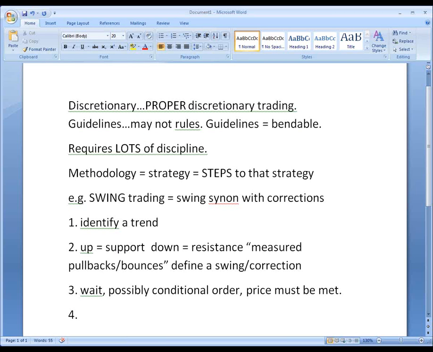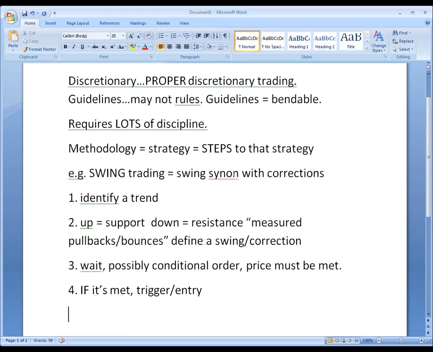So I've identified the trend, right? I've then gone through the process of trying to figure out where those measured pullbacks or bounces are going to be. I'm going to wait for that pullback. And then finally, if it's met, that's the big part. If it's met, and what's it's? It means that price level that I'm watching. If it's met, then there's my trigger. There's my entry. All right?